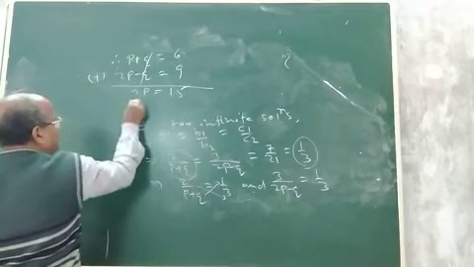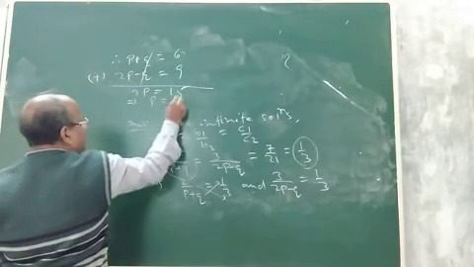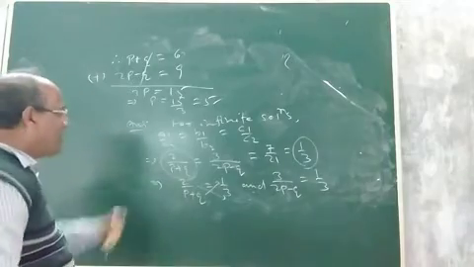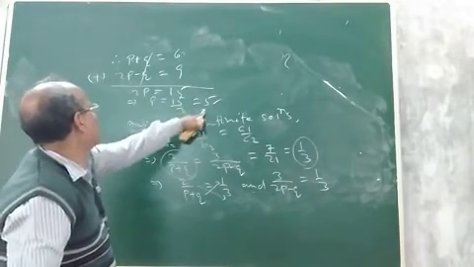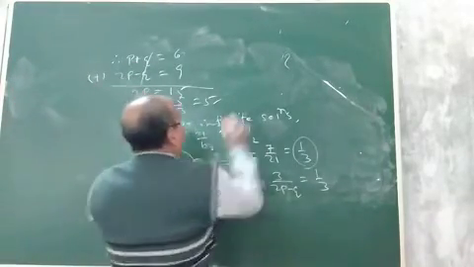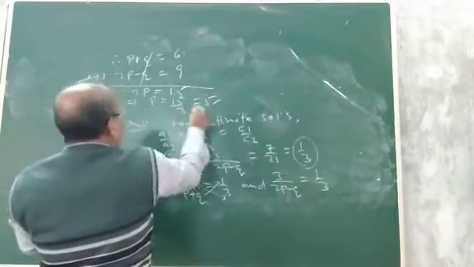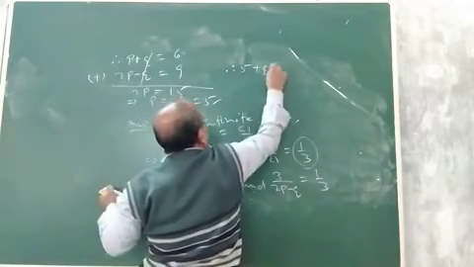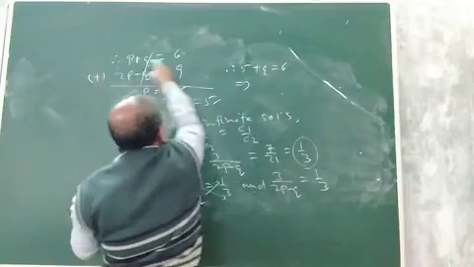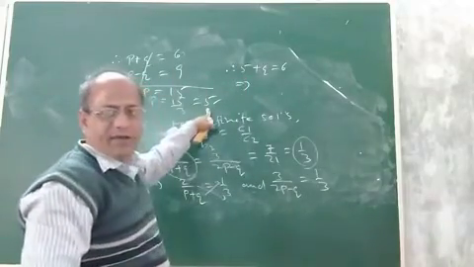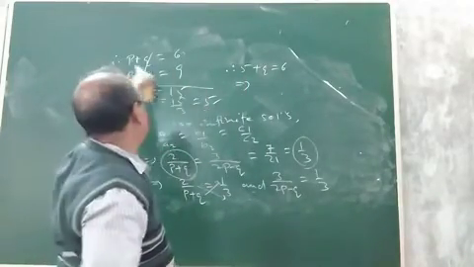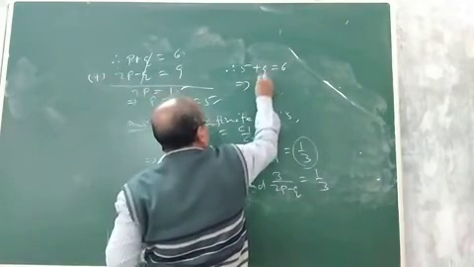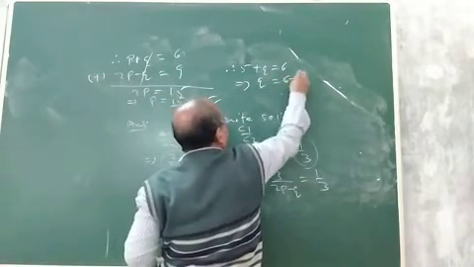So 3p will be 15, so p will be 15 by 3, that is 5. We got the value of p, 5. Now how to get the value of q? Substitute the value of p in equation 1, p equal to 5, in p plus q equal to 6. So what will be q? q will be equal to 6 minus 5, it is 1.